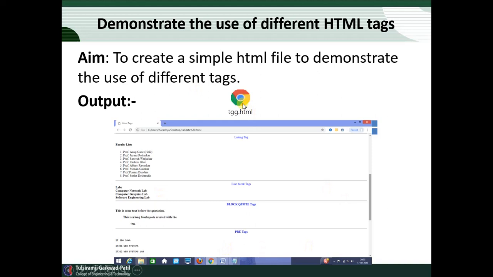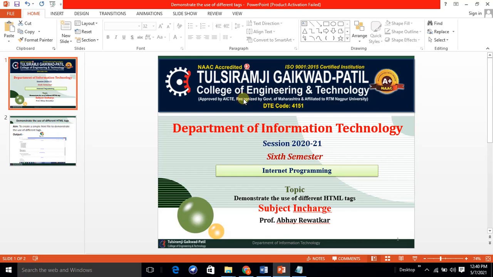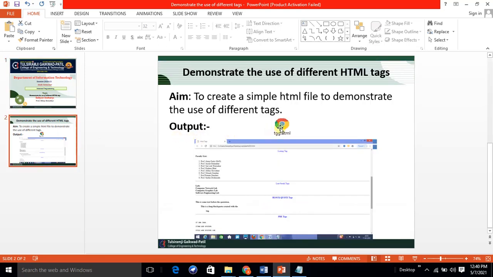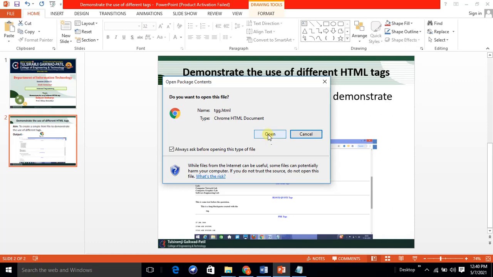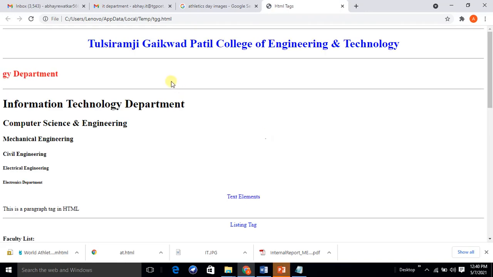Now here we have created one tag.html file. We open that file. Now the file is opening. Here we are going to observe the output of that file. Here you observe Tulsiram Gaikwad Patil College of Engineering and Technology. After that, you observe two lines. Under the two lines, we have one text which is scrolling: Welcome Information Technology Department. It will be either a right scroll or a left scroll.